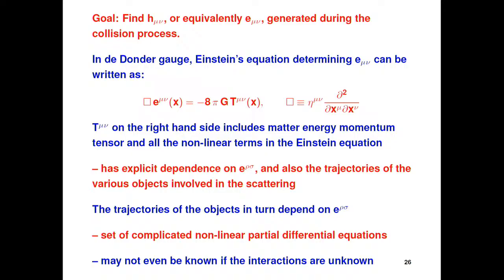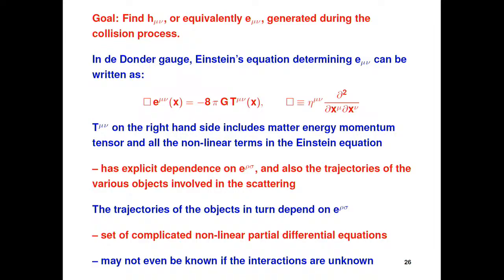So what is the goal? We want to find the gravitational waveform, the h mu nu or equivalently e mu nu, that is generated during the collision process. So we try to start solving classical equations, and the classical equation that determines the gravitational field is Einstein's equation. So you write down Einstein's equation, and try to manipulate it to see how you can solve it.